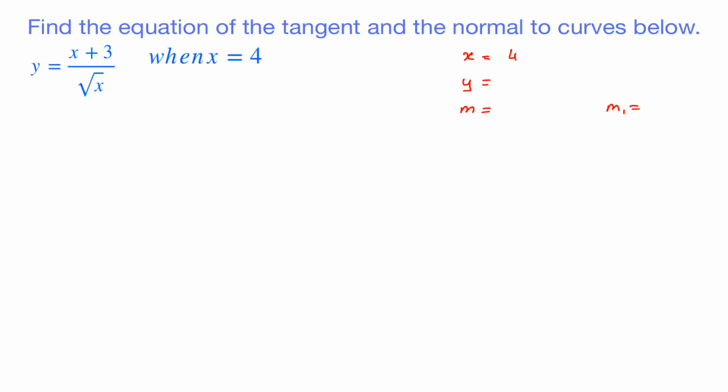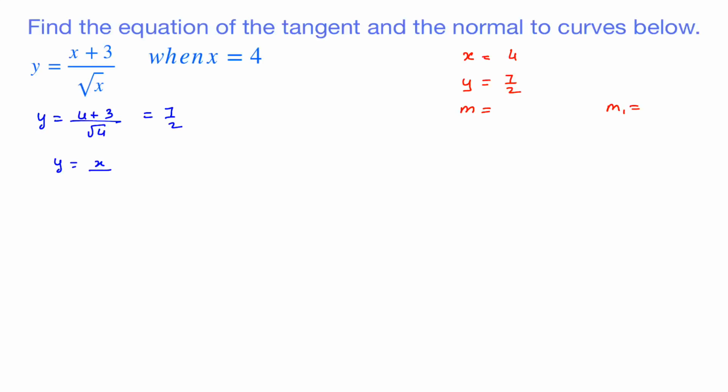To find y, we substitute the x value in the original equation. You will get 7 over 2. So y is 7 over 2. And to get the gradient, you have to differentiate. When we differentiate, we need to simplify. So first, we will simplify this equation. And the denominator is for each term in the numerator.